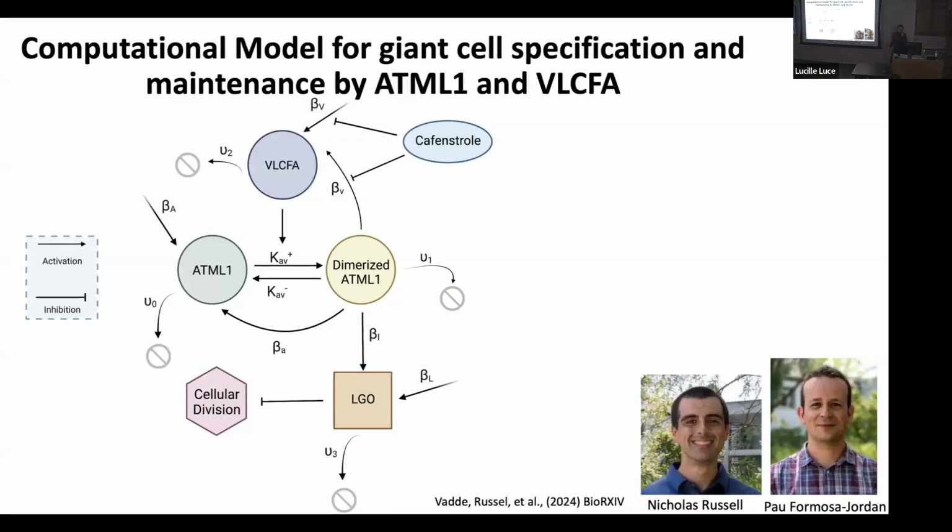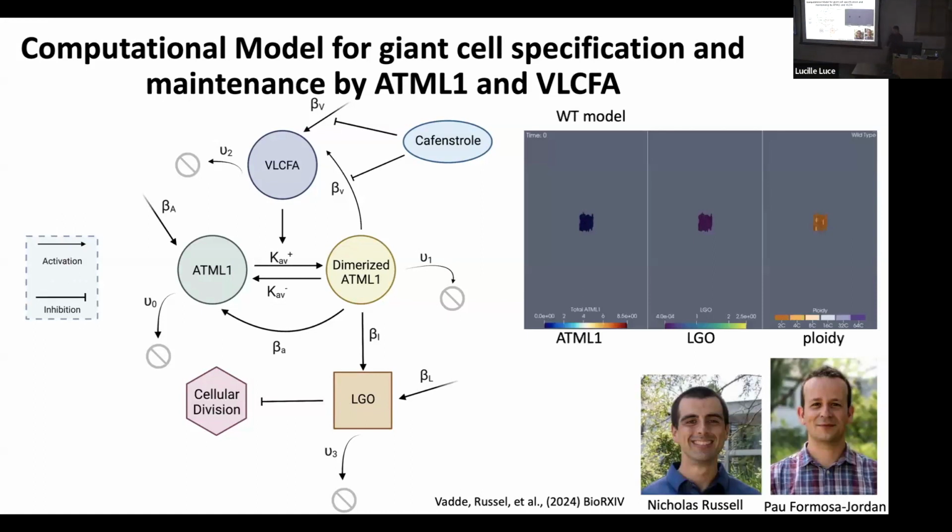Okay, so then we put this all into a computational model, because one of the things we love doing is modeling and seeing how our hypotheses play out in the computer. And so we've got this gene regulatory network based on ATML1, dimerizing when it's binding to very long chain fatty acids and then activating downstream gene expression and undimerizing. This was done by our collaborators Nicholas Russell and Pau Formosa Jordan.